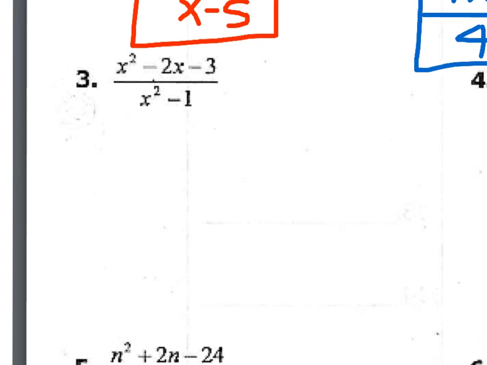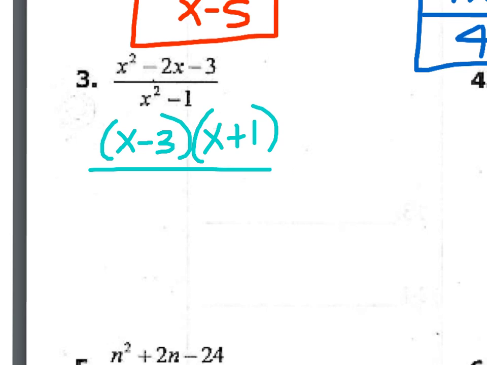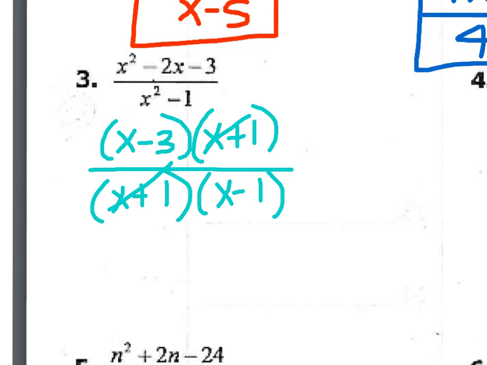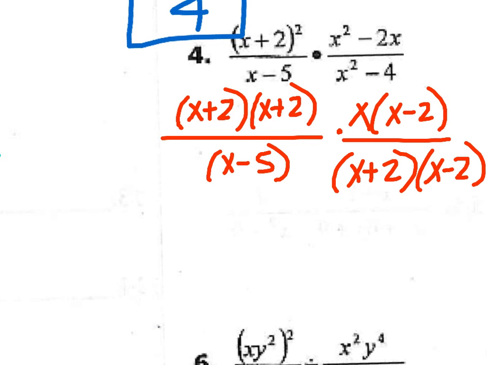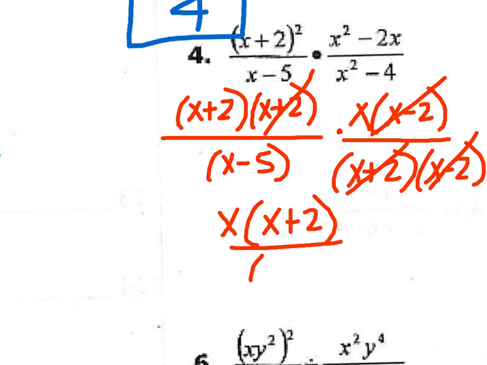Number 3 is more factoring, so I have x minus 3, x plus 1 over x plus 1, x minus 1. I can go ahead and cancel out my like terms. So x minus 3 over x minus 1 is our final answer. Number 4 looks a little bit tougher because now we do have to deal with some multiplication. So I started by factoring all of these, and now I can just look and see if we have anything that is the same that can cancel out. So I'm canceling out our x minus 2's and our x plus 2's. So I'm left with x times x plus 2 over x minus 5. That is all I can do.